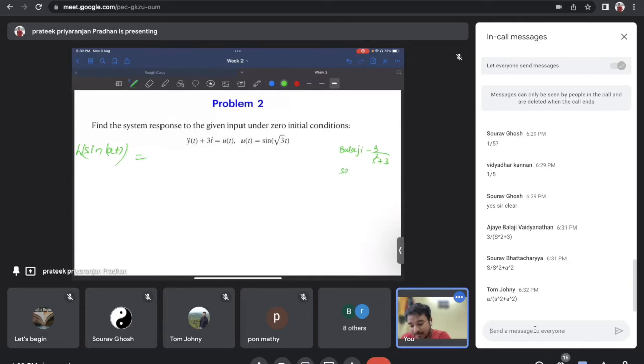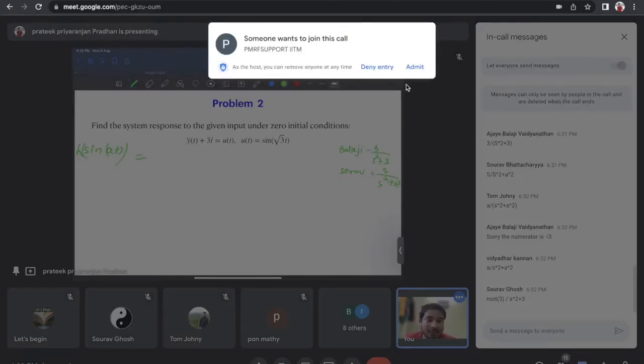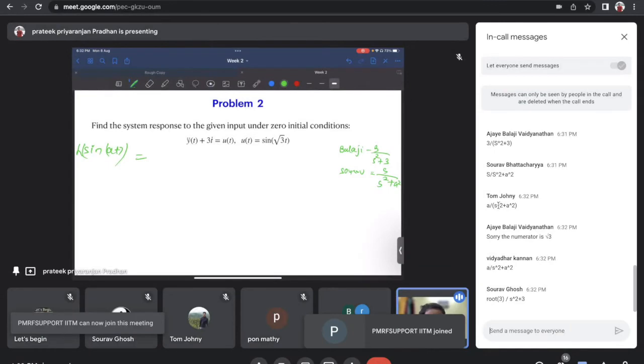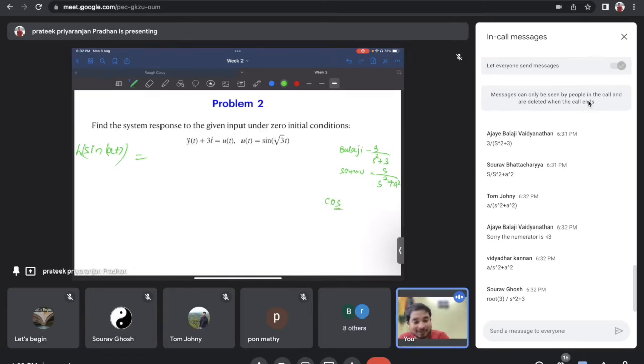Saurabh says it's s by s square plus a square. Okay, John says it's a by s square plus a square. Yeah, Saurabh, you need to recall I had mentioned for cos it ends with s. So let's start with s, so then the numerator has s. For sine, it's just a by s square plus a square.